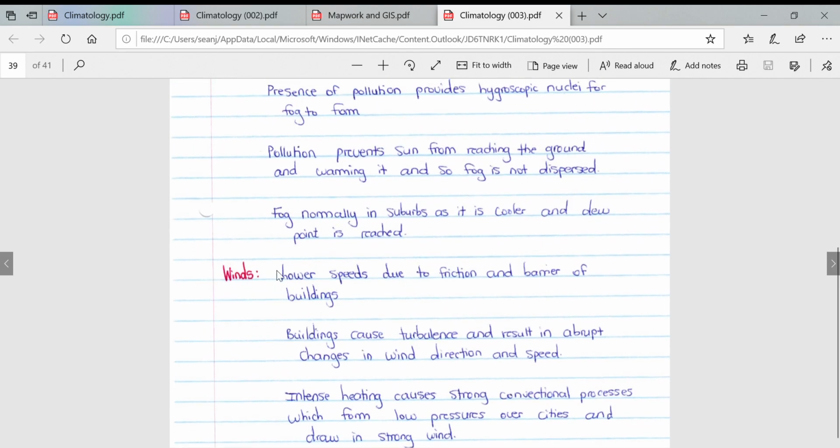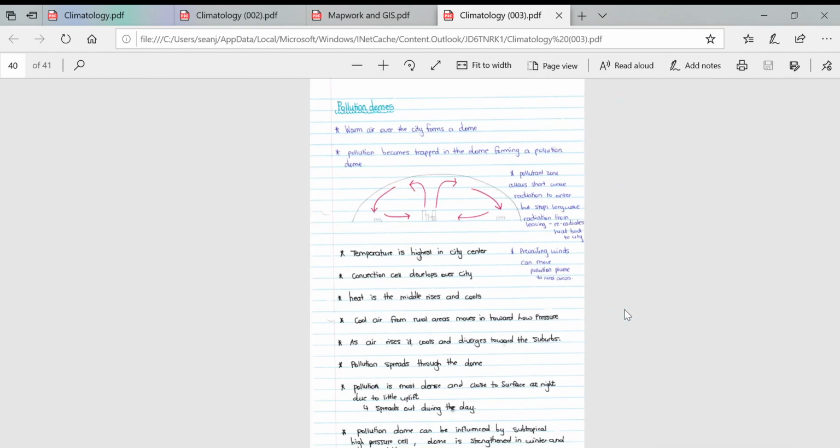If we look at differences in winds, there are lower speeds in urban areas due to friction and the barrier of the buildings. The buildings cause turbulence and result in abrupt changes in wind direction and speed. They're speaking about the gusts that I mentioned earlier. Intense heating causes strong convectional processes which form low pressures over cities and draw in strong wind. Remember, this is due to the pressure gradient force existing between a high pressure and a low pressure.